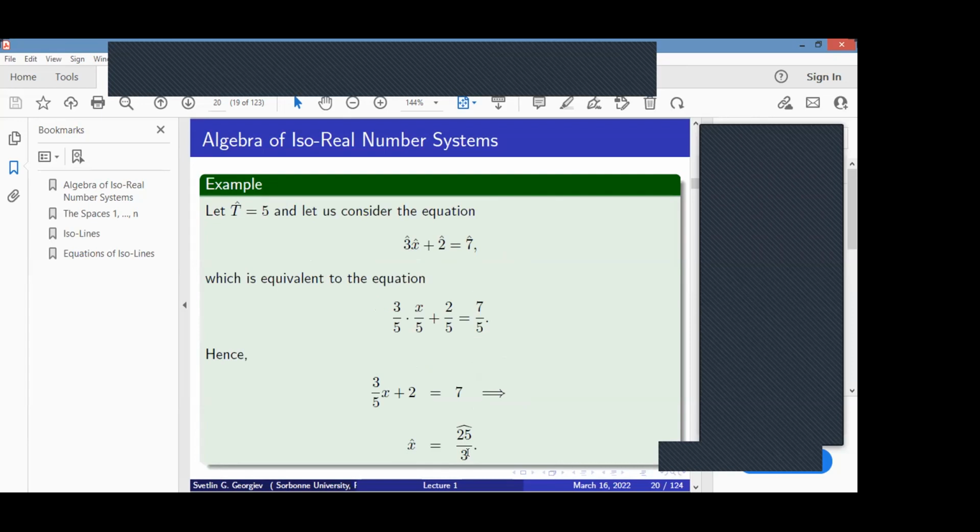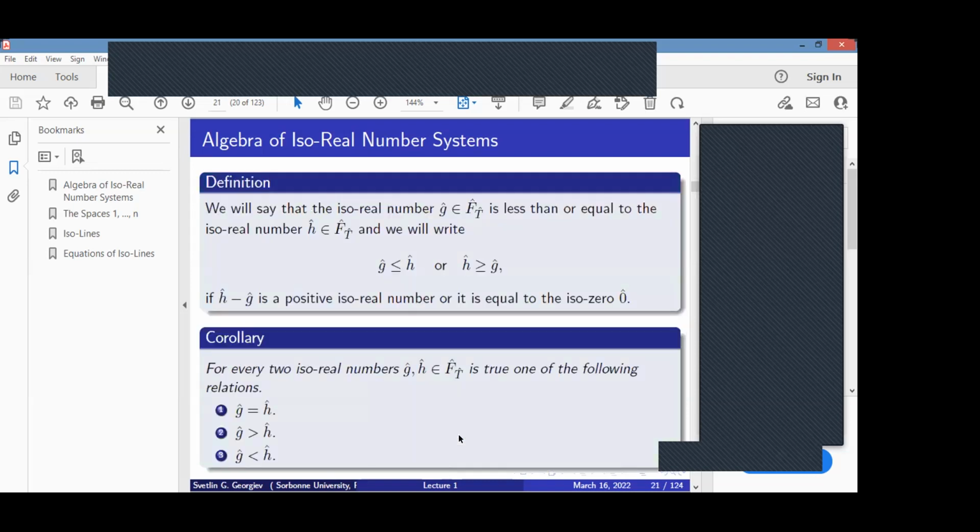Then the solution of this equation is 25/3. This solution does not coincide with the classical case, because in the classical case, the solution will be 5/3. Here, in the iso case, the solution is 25/3. So when we say that an iso-real number Ĵ is less than or equal to the iso-real number Ĥ, we will write it in this way. Then the difference between Ĥ and Ĵ is a positive iso-real number or is equal to the iso 0.